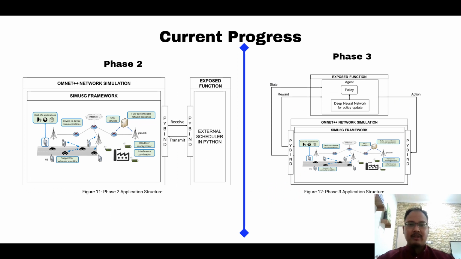In the second phase, we integrate Python through the PyBind protocol to employ the external scheduler. This integration facilitates the use of an external scheduler for the SimuLTE 5G framework in the OMNeT++ environment. In the third phase, we pursue incorporating the DRL algorithm methods into the existing setup, thus enabling the simulation to benefit from advanced learning algorithms for scheduler optimization and management.